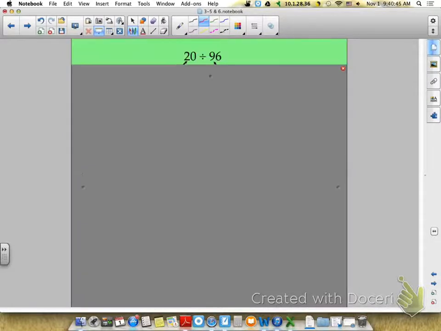Now, yesterday we addressed this a little bit. Some of us go into division thinking that the first number, being the dividend, always has to be larger than the divisor. But here is an example where your dividend is actually smaller than the divisor.